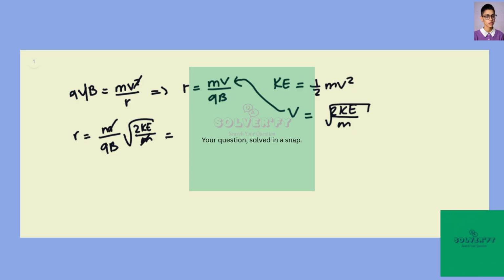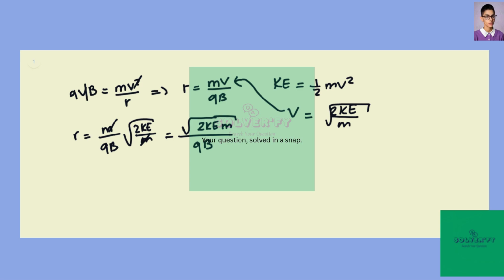So if we actually cancel out masses here, what we're going to have is the square root of 2 times kinetic energy times mass, divided by the magnitude of the charge and the magnitude of the magnetic field. So this is the formula for the orbital radius, if we know the kinetic energy and the mass and the charge and the magnetic field. Now we're going to apply this formula for a proton and for an alpha particle so that we can find the orbital radius of an alpha particle.